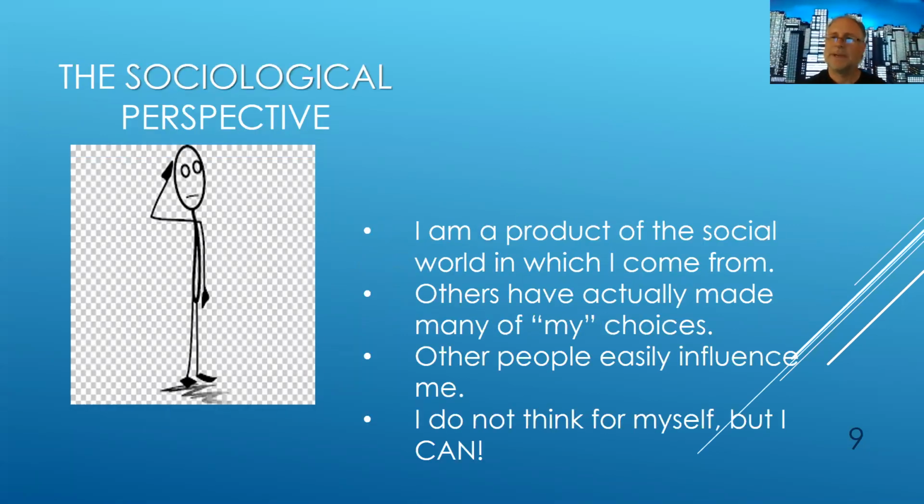The sociological perspective, however, will say, oh, wait a minute, not so fast. When we understand the sociological perspective and how society shapes and molds us into who we are, we will then start to think this way instead. I am a product of the social world in which I come from. Others have actually made many of my choices. Other people easily influence me. I do not think for myself. But the good news is, I can think for myself.